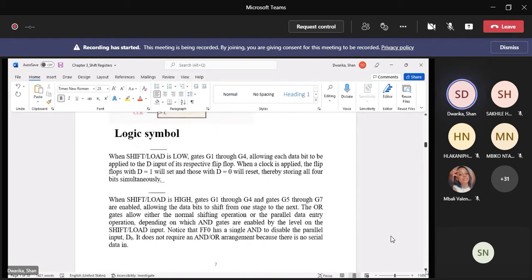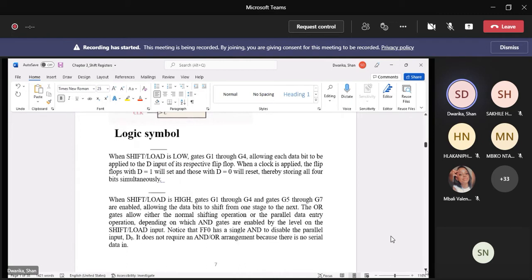Okay, so there's the explanation of what to expect in this type of flip-flop. When the shift load is low, gates 1 through 4 are enabled, allowing each bit to be applied to the D input of the respective flip-flops. When a clock pulse is applied, the flip-flop with D equal to 1 will set, and those with D equal to 0 will reset, thereby storing all 4 bits simultaneously. So you've got 4 bits coming in parallel. When the shift load is low, all 4 gates G1 to G4 are enabled, and all 4 bits in parallel are stored into those D-type flip-flops. That's the first stage.